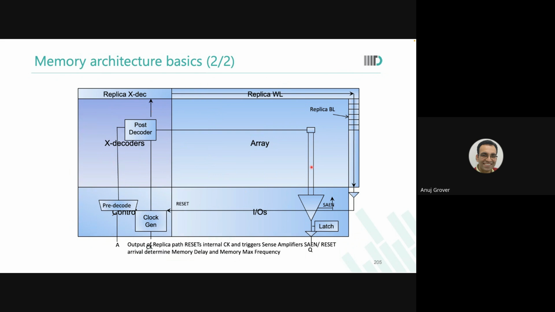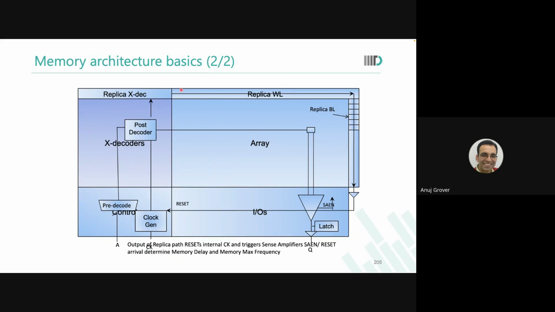Now imagine it differently. Suppose I had put the replica bit line somewhere in the center. I'm not saying do it. I'm saying suppose I had done it. What would have happened? I said my replica word line is somewhere in the center. Now my trigger of the sense amplifier would come somewhere here. And where are the worst cells? In the center.